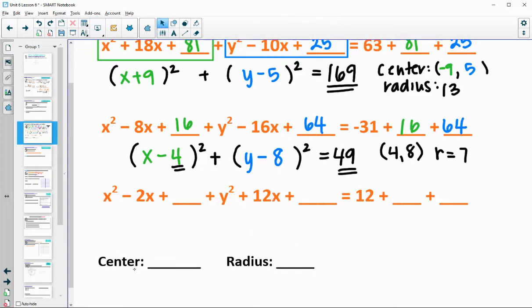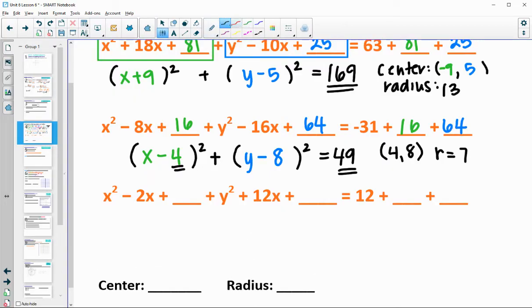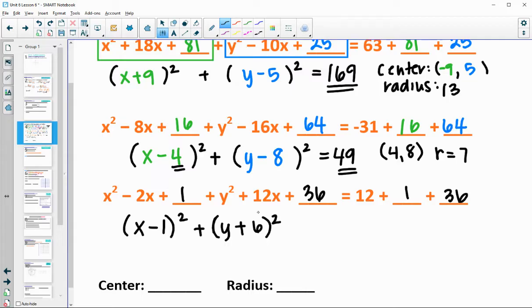This final one, so we would do negative 2 divided by 2 is negative 1, squared is 1. So add 1 to both sides. 12 divided by 2 is 6, squared is 36. So add 36 to both sides. And then factor. So we end up with x minus 1. So negative 2 divided by 2 was that negative 1. And then y plus 6. So 12 divided by 2 was that 6.